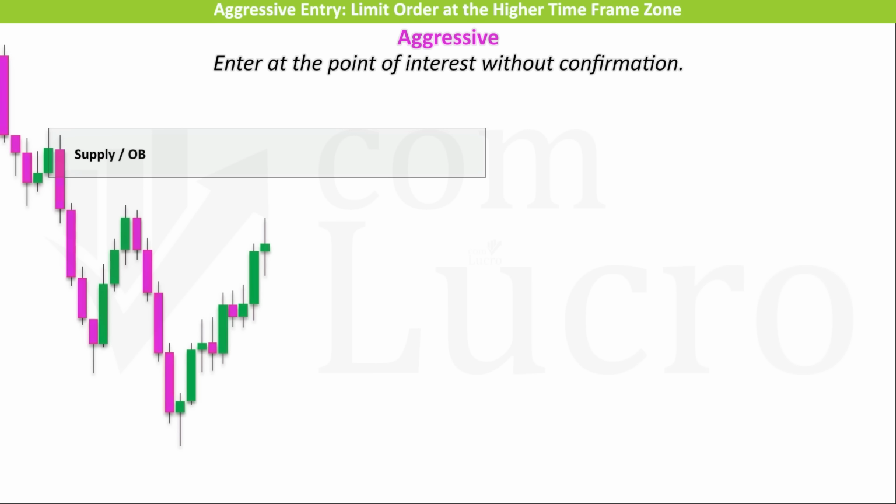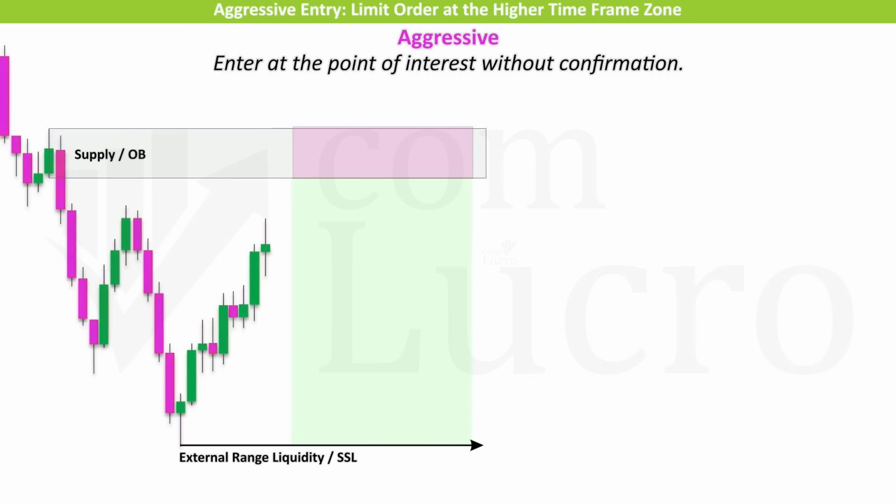Entering with this model is essentially placing a limit order inside a higher time frame supply or demand zone. Imagine you have a perfect sell setup, just like the example on the chart, fully aligned with every rule of a high probability trade. When placing the short position, your entry sits at the lowest point of the supply zone to manage risk effectively. Your stop loss goes a few pips above the highest point of that zone.